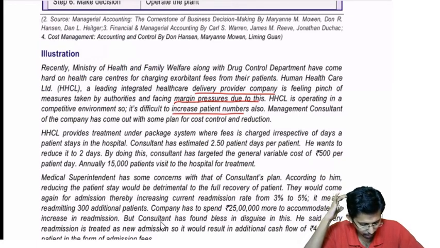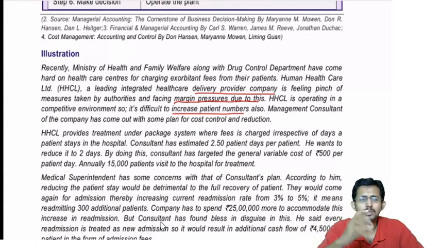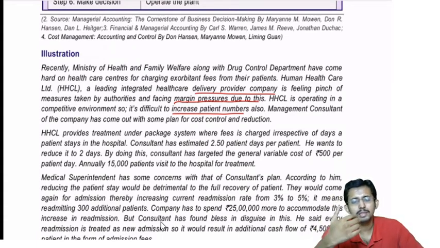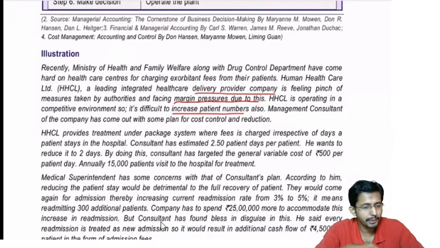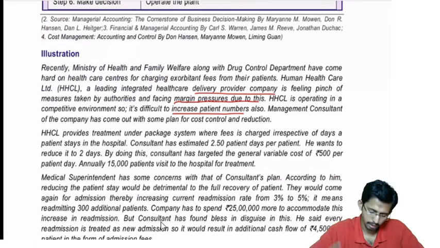HHCL is operating in a competitive environment, so it is difficult to increase the patient numbers also. When the margins go down, the only way to sustain is to increase the volume. But the problem is this company is in a highly competitive environment and does not find any avenues for increasing the volume also. So increasing the volume itself is not a good measure.